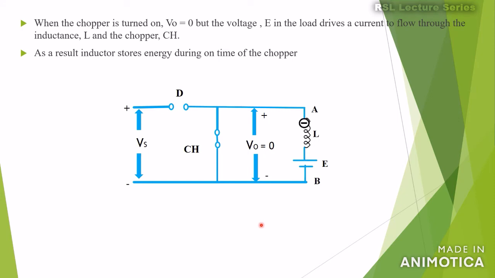So the output voltage V0 will be equal to 0. As the current flows through the inductor, it will store energy. In this case, as the current flows from B to A, this is considered as a negative direction for the current.